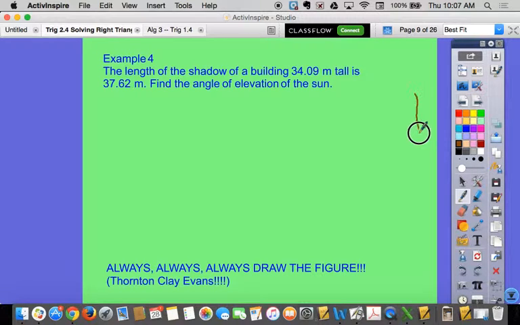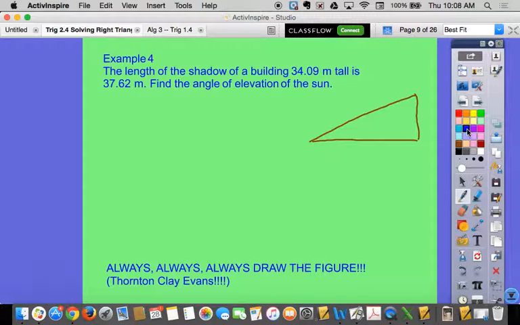I'm going to go ahead and let's walk through this, because we do have some group work and stuff to do before you can practice. You got the length of the shadow is 34.09. Where's that go? Length of the shadow. Where's the shadow? They're on the ground, aren't they?